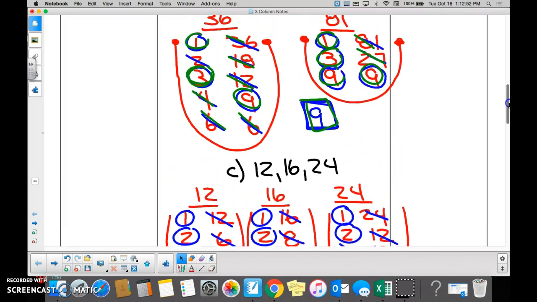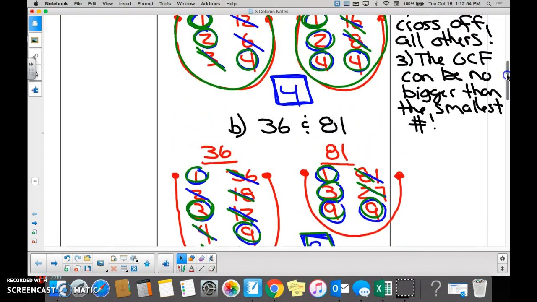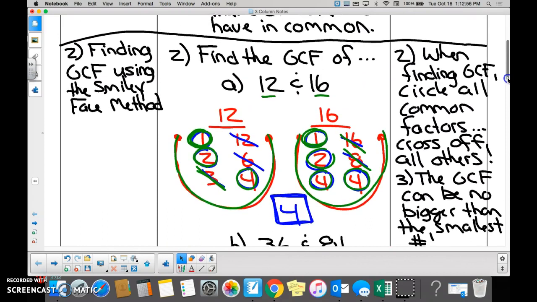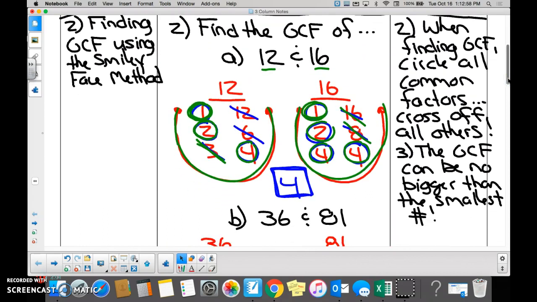Yes. And then it's really important we mentioned the cheat sheet ideas. The first one, I like the fact that you talked about the organization. When finding GCF, circle all common factors and cross off all others. And then Marin and Amina and the rest of us, I know Avery had it back there too. We said that after doing this, we realized that the GCF can be no bigger than what number?